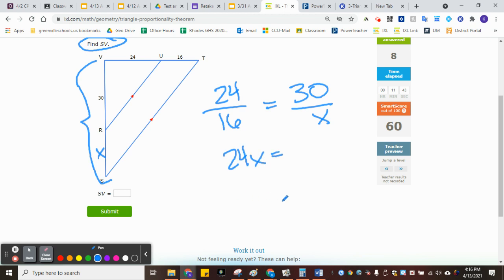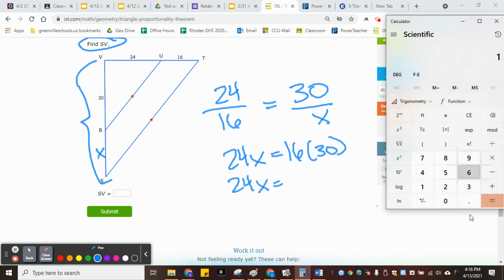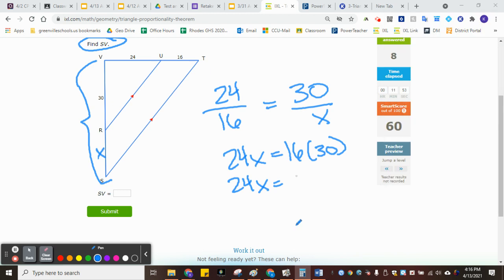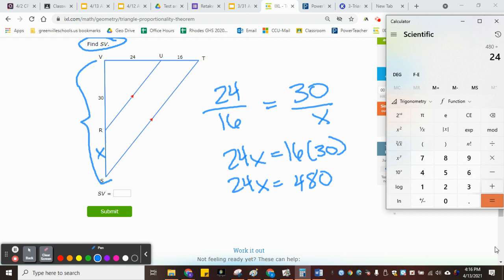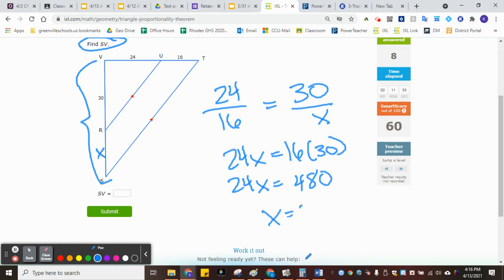So 24x equals, I'm going to do this in my head, 24x equals 16 times 30. 480 divided by 24 is 20. So that's here. This is 20, but that's not my answer because my answer is the whole thing. So 20 plus 30, my answer is 50.